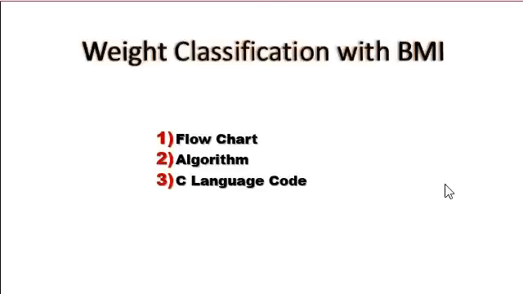We collect weight in kilograms and height in centimeters from the user, and then we calculate the BMI, body mass index, and we will compare this BMI to check whether the user is overweight, normal weight or underweight. This is a simple problem, but we will start with the flowchart, then we will go to the algorithm, and we will see the code. So here we will see the flowchart.